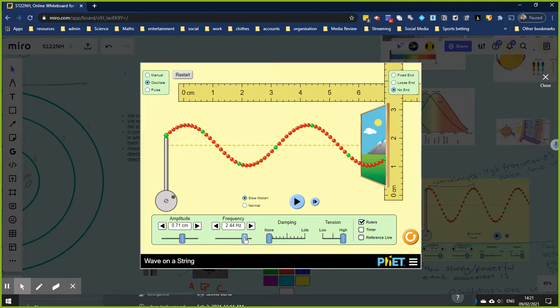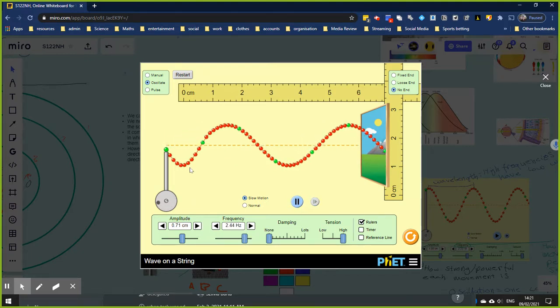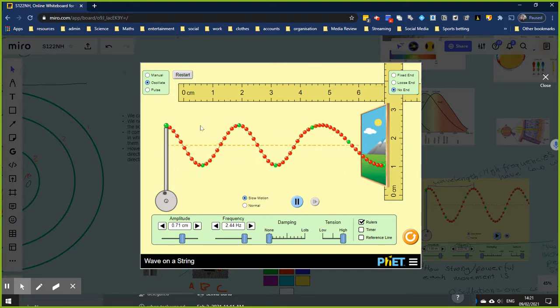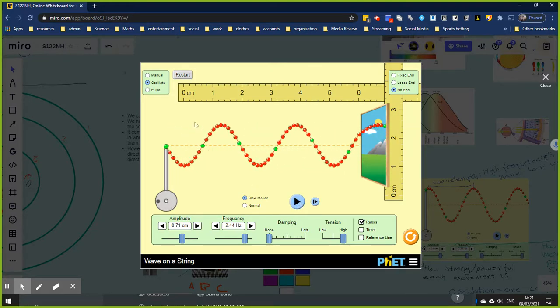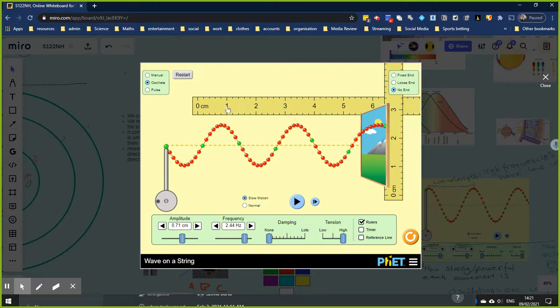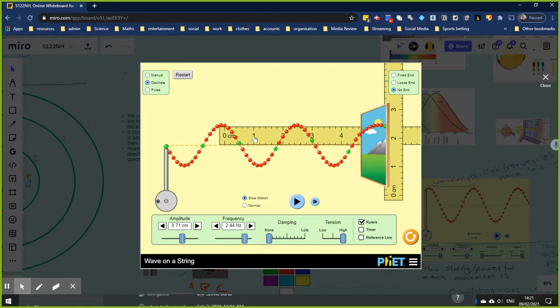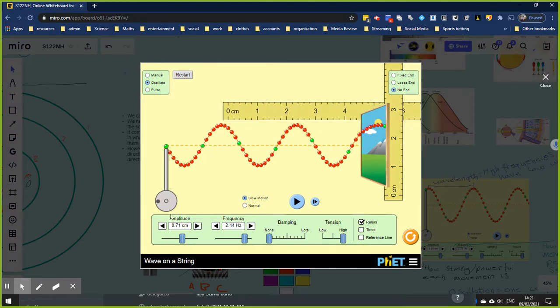If I increase the frequency, this is now going up and down more quickly, but the wave is moving at the same speed. So in the time it takes for the wave to get this far, it's managed to complete one whole oscillation. And so the two humps are going to be closer together. So now that's around about 2.5, I guess, 2.5. So a high frequency produces a low wavelength.